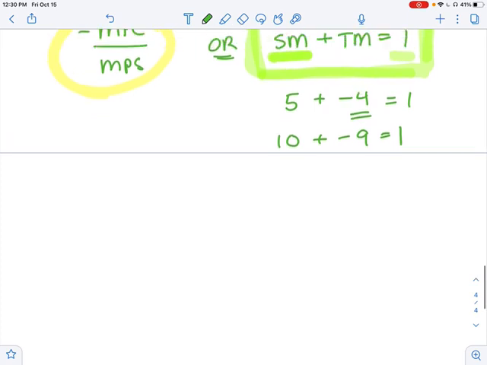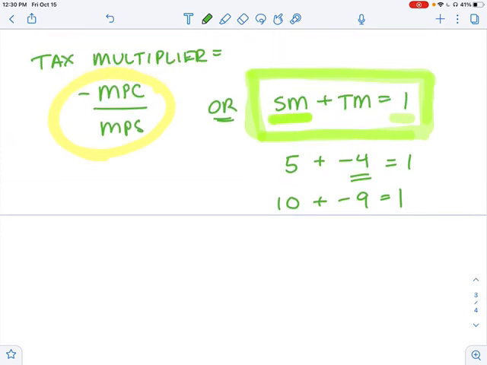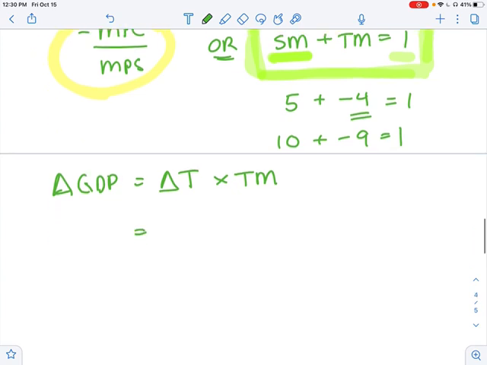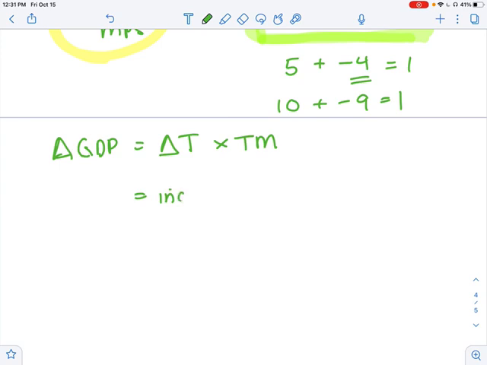Okay, so how would this take shape? So let's say you needed to find out what would happen to the change in GDP as a result of a change in taxes. So the formula is very similar to the spending multiplier formula. It's just the change in GDP equals the change in taxes times the tax multiplier. Okay, so let's say you had a question that said something like taxes are going to increase by $20 million, okay? How would this impact the GDP of the country?